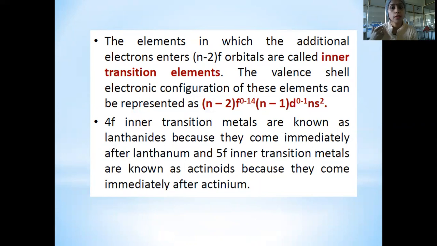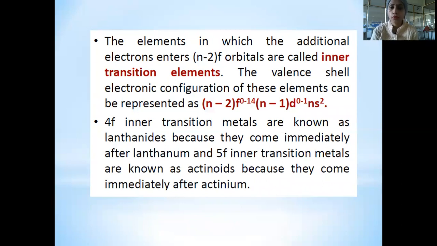Elements in which the additional electron, the incoming electron, enters the n minus 2 orbital, that is the F orbital. That is why they are also called inner transition elements. Why? Because the entering electron enters the inner F orbital. That is why they are also called inner transition elements.